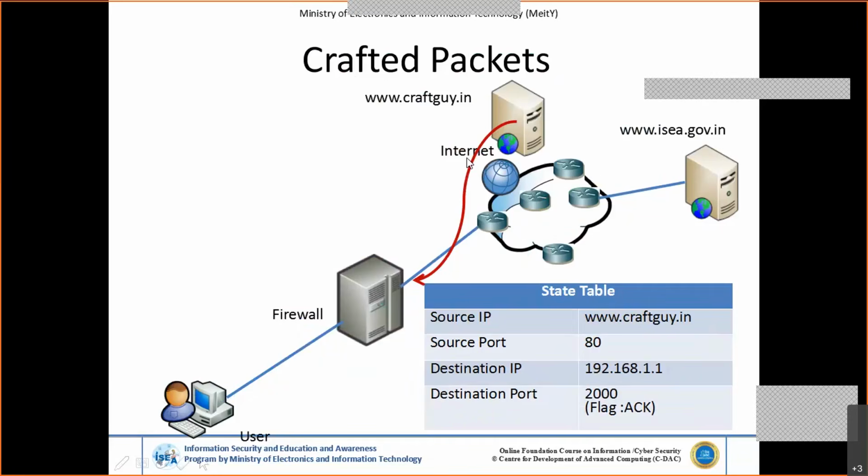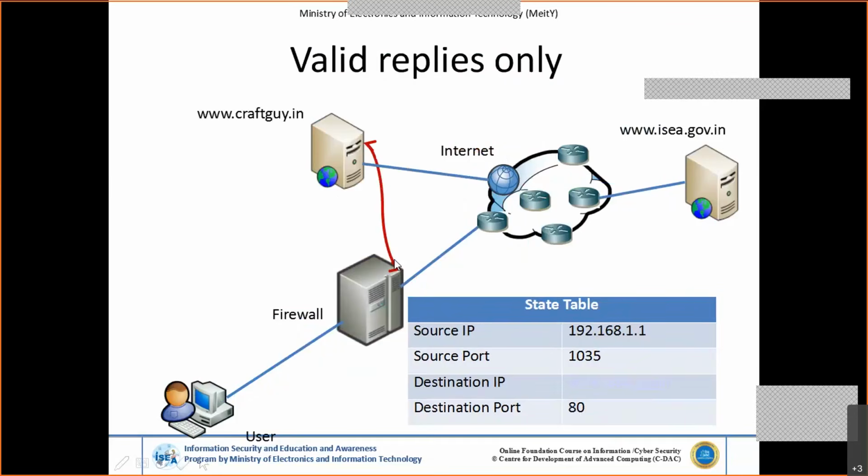Now let's say there is no request from the user, but we are still getting a response from a different IP or on a different flag. Then it will check with the state table whether it has any prior connection with respect to this website. There is no connectivity established, and there is no request from the user to this website, so it is simply dropped at the firewall.